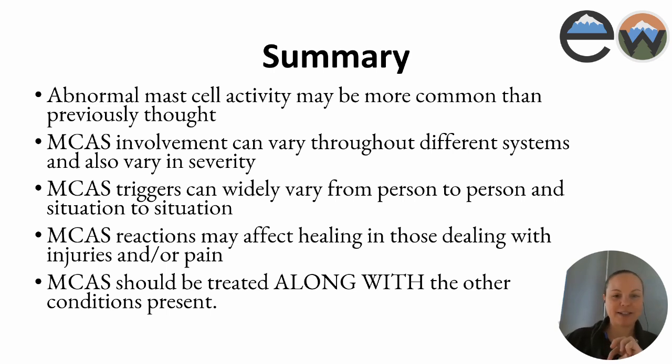Okay, so to summarize, abnormal mast cell activity might be more common than we previously thought, right? And it makes sense. Our environment is not improving, and nobody is improving us genetically with our filtering systems. So we might be seeing this more commonly. Some people might be able to work out of it. The people that can't might develop something like mast cell activation syndrome. MCAS involvement can carry throughout different systems and also varies in severity, from person to person as well, right?